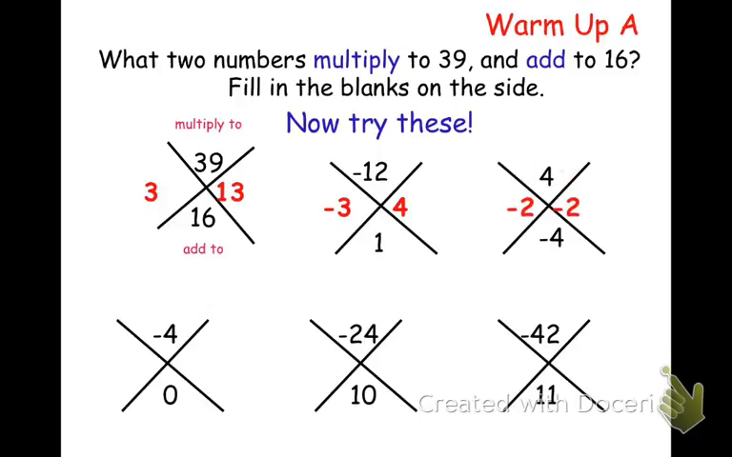Okay, next one. Eric? 2 and negative 2. Positive 2, negative 2. Perfect. They add to 0. Sarah? 12 and negative 2. Good. Okay, and then Tatiana? Negative 3 and 14. Negative 3, 14, correct.